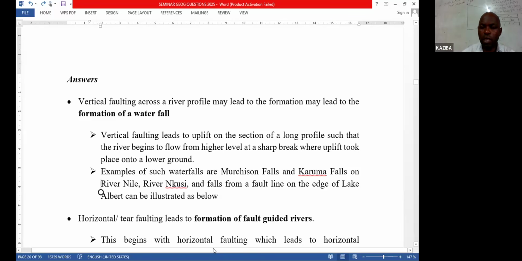Vertical faulting across a river valley or a river profile. So I have a faulting taking place on the flow of a river. One part will go down and another will remain up. And that will be a waterfall. Then you give us examples of waterfalls. So that's the first answer.